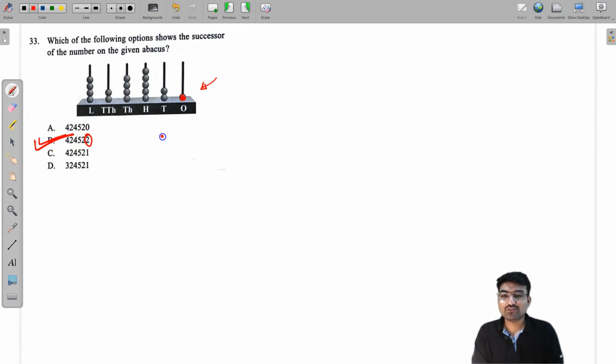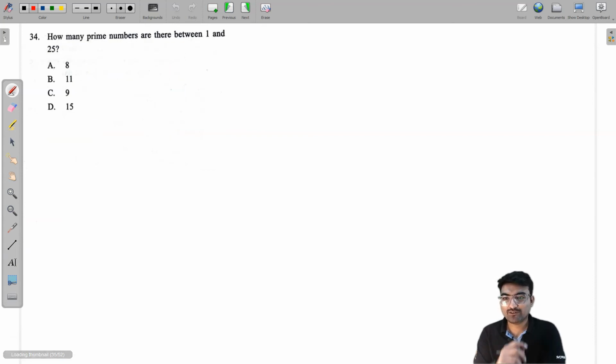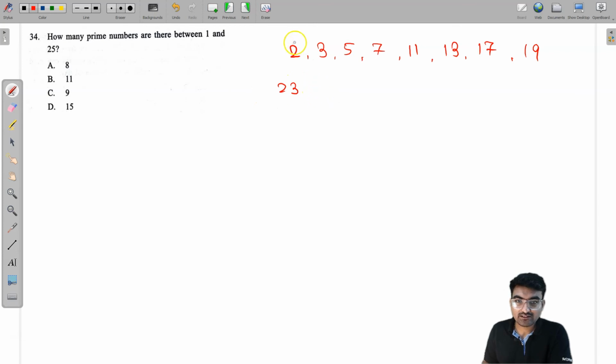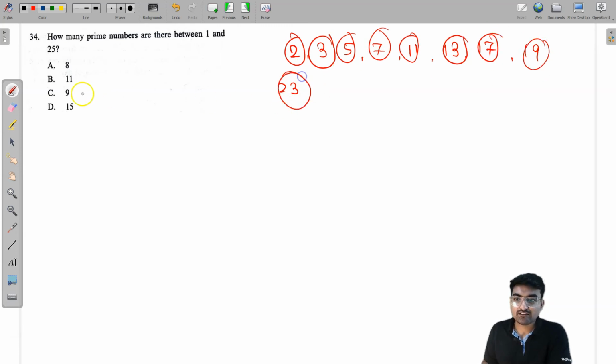Okay, so moving on to the next question, question number 34. How many prime numbers are there between 1 and 25? Okay, so write all the prime numbers: 2, 3, 5, 7, then 11, then 13, then 17, 19, 23. That's it. So count them: 1, 2, 3, 4, 5, 6, 7, 8, 9. So 9 numbers are there which are prime numbers.